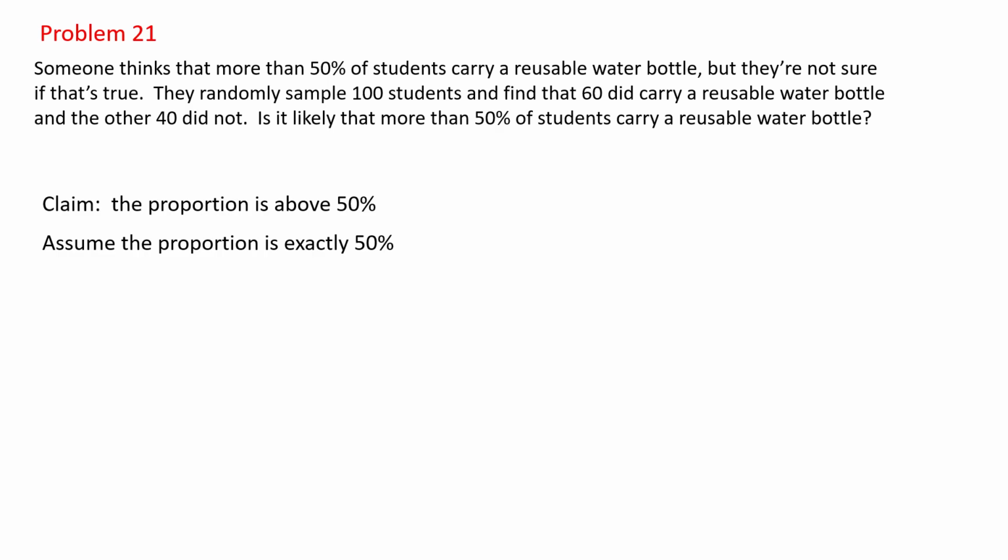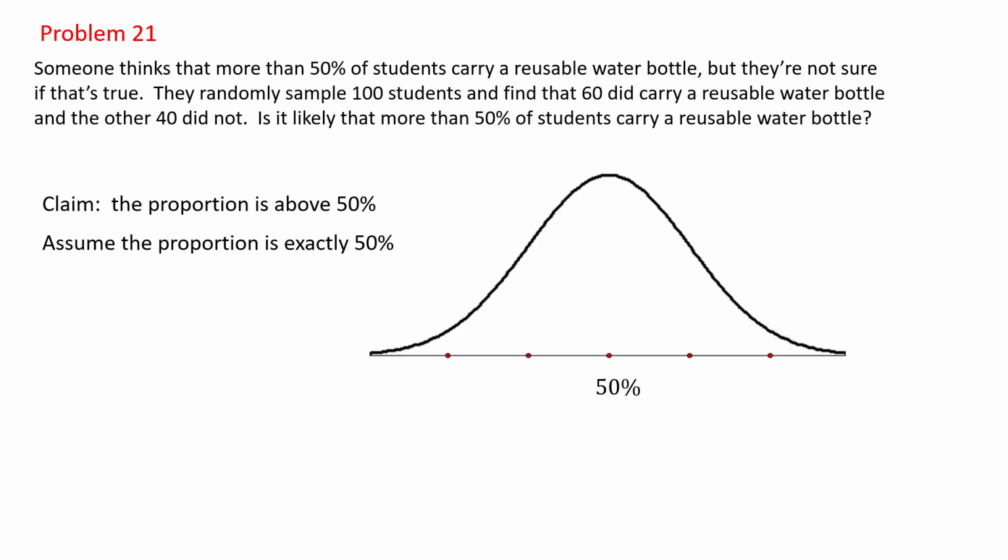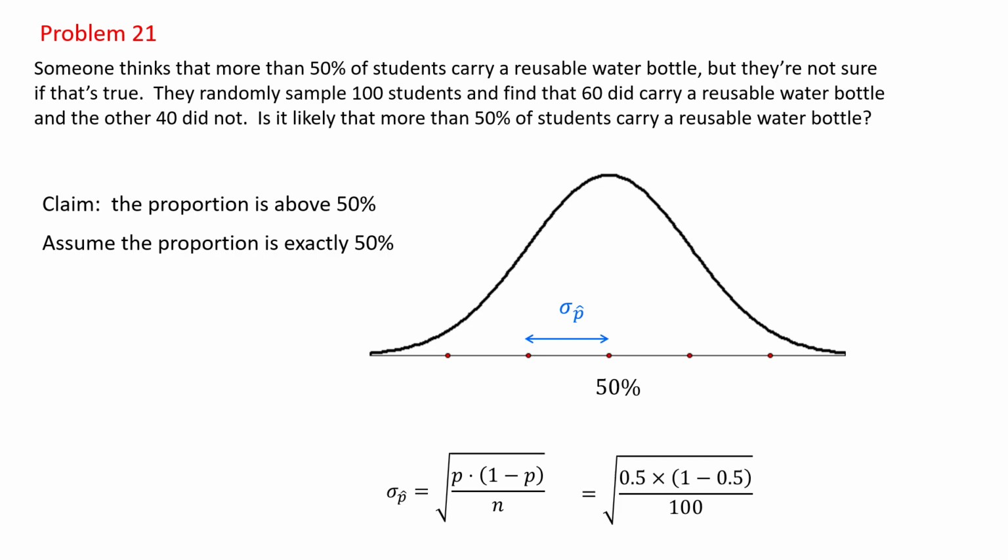Now, under the assumption that exactly 50% of people carry a water bottle, which we don't know, but we are currently operating under that assumption, we can create a sampling distribution with 50% at the center. And we can see where our sample lies and have some insight into what it might tell us. But before you can look at a sampling distribution, of course, you need to know this distance, the sampling standard deviation. This formula will give that to us. P is the 50% that we are currently assuming own a water bottle.